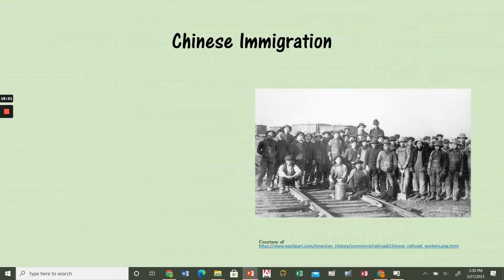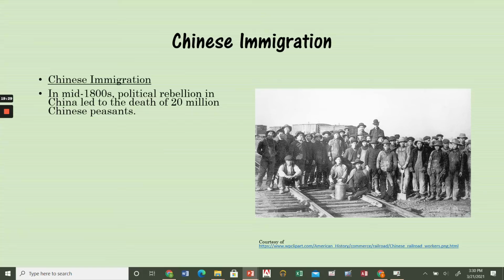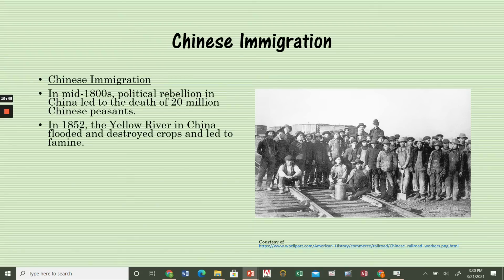All right, so we talked a lot about European immigration. Let's switch over to Asia and talk about Chinese immigration. In the mid-1800s, you had political rebellion in China that led to the death of 20 million Chinese peasants. Okay? A peasant is just a very poor person who's typically tied into working the land. So 20 million of them died during the political rebellion in the mid-19th century.